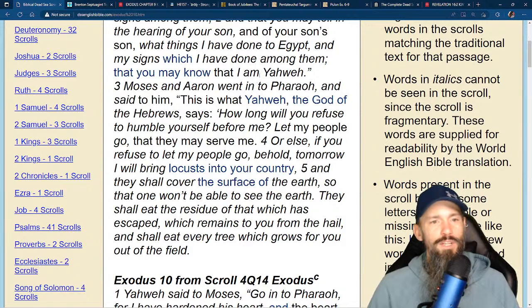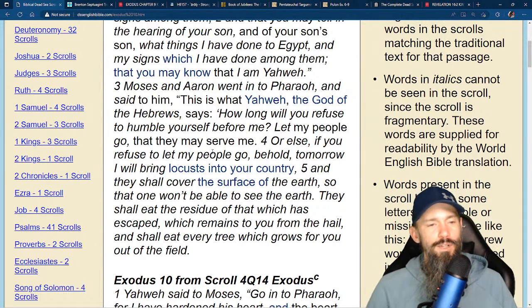Moses and Aaron went into Pharaoh and said to him, this is what Yahuwah, the Elohim of the Hebrews, says, how long will you refuse to humble yourself before me? Let my people go, that they may serve me. Or else, if you refuse to let my people go, behold, tomorrow I will bring locusts into your country, and they shall cover the surface of the earth, so that one won't be able to see the earth.